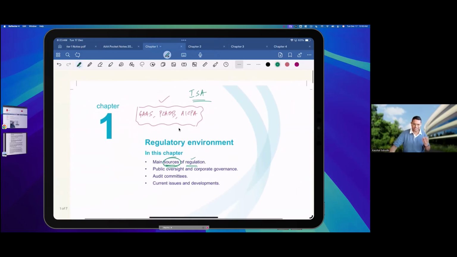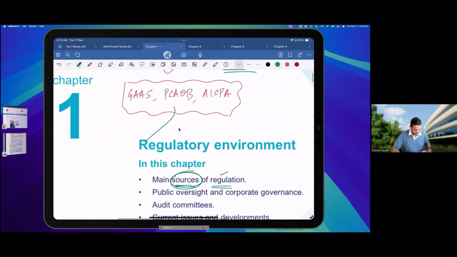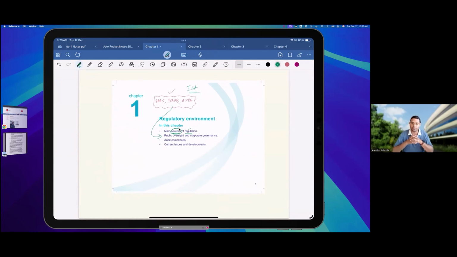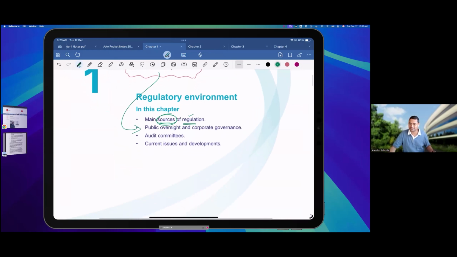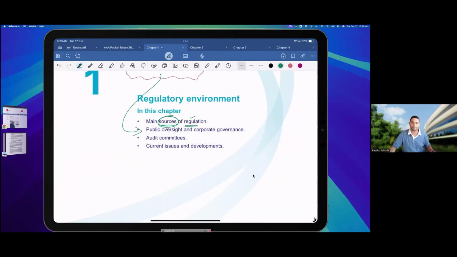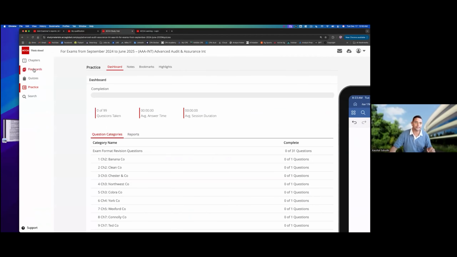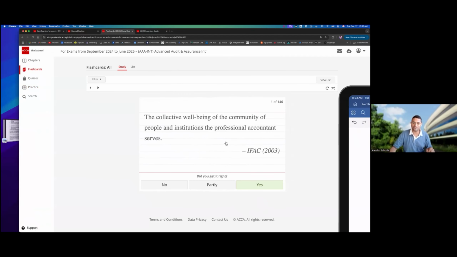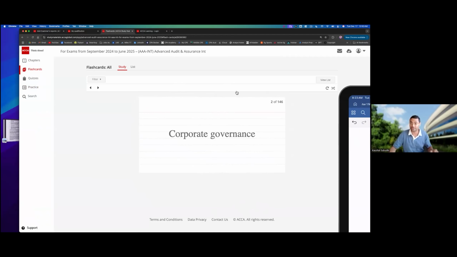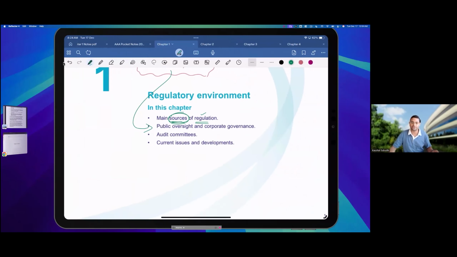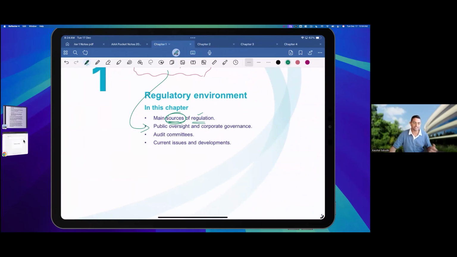Public oversight. You have something very similar to PCAOB, because I just told you about the Public Company Accounting Oversight Board, which is very similar to what these guys have as well. I hope it's clearly visible to all of you. And corporate governance. If you remember, we also saw a flashcard. Let's go back to the flashcards, and there you go. The second flashcard which we saw was corporate governance. You'll be learning corporate governance in the first part. We saw public oversight as well. Audit committees are very important, and we'll be talking about them in a moment. And current issues and developments.